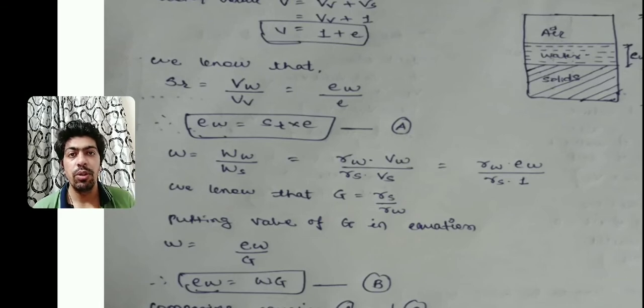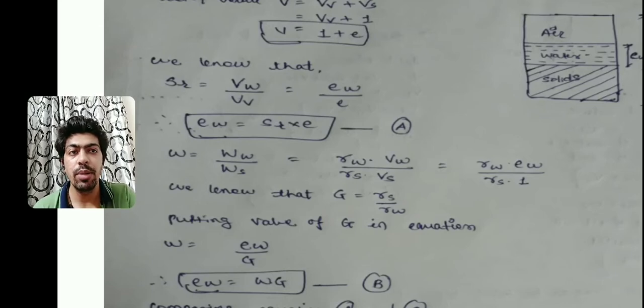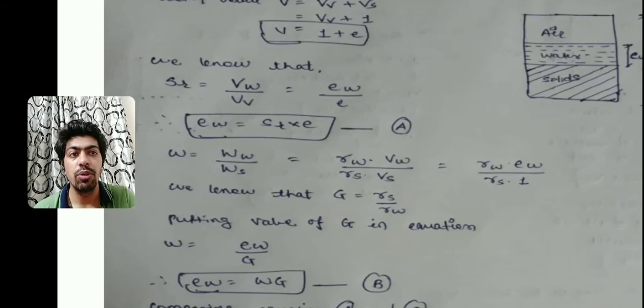Now we know that water content is weight of water upon weight of solids. So weight of water we can find by gamma w into Vw. As we have seen, unit weight of water is the ratio of weight of water divided by volume of water. So by this we can find Ww, that is weight of water, is equal to what?